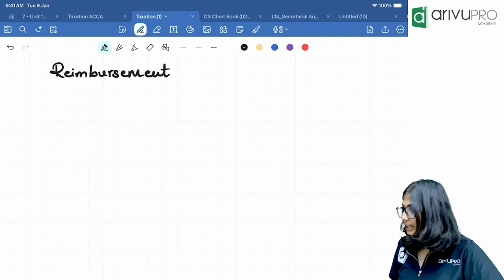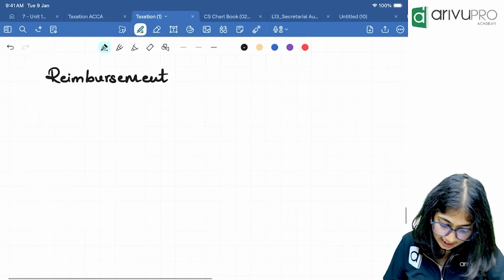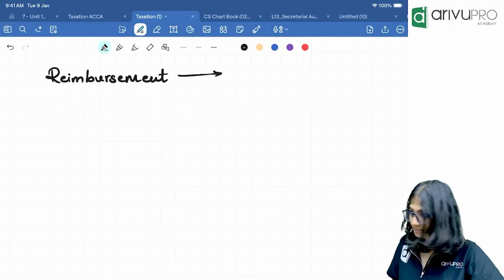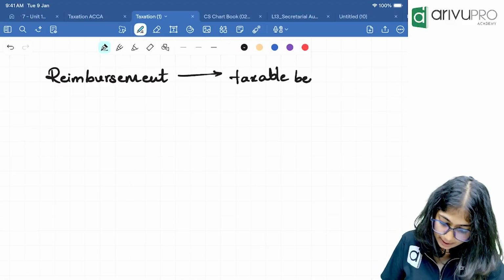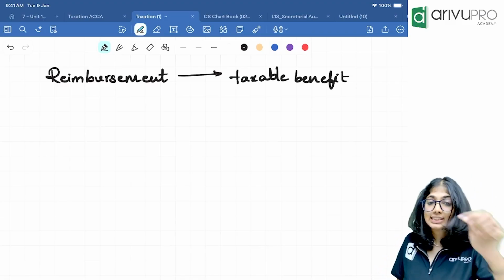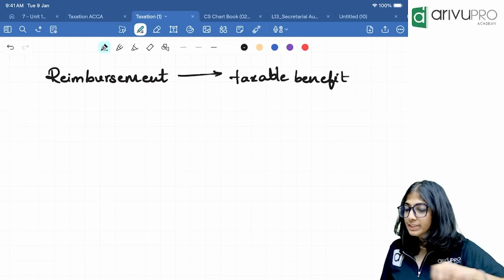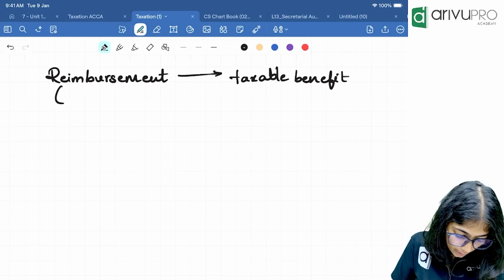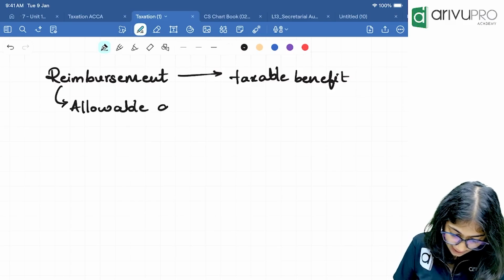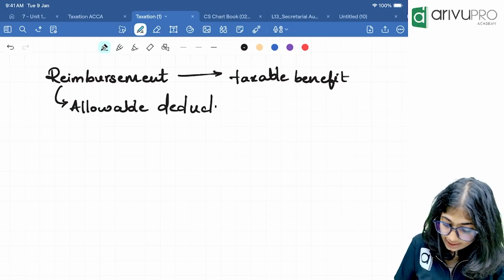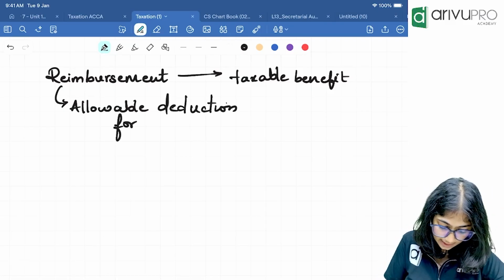Reimbursement from the company. You're getting reimbursement from the company, guys. Is this a taxable benefit? Yes. Reimbursement expenses is a taxable benefit. But a certain amount of this reimbursement is also an allowable deduction. Correct? Some of the things you are reimbursed for are an allowable deduction for tax purposes.